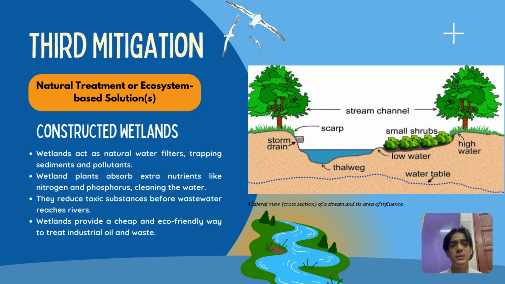Plants in a wetland absorb extra nutrients such as nitrogen and phosphorus, which help prevent the river from becoming dirty and also smelly actually. Wetlands also reduce toxic substances, so the water released into the river is safe not only for humans, but also, yes, for aquatic life. Wetlands provide a low-cost and eco-friendly solution.